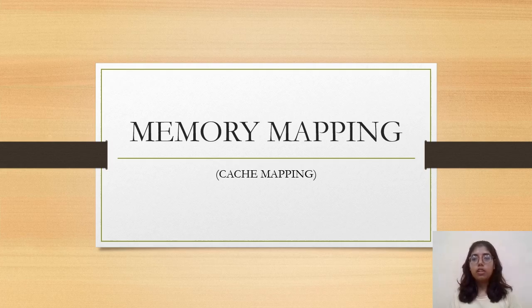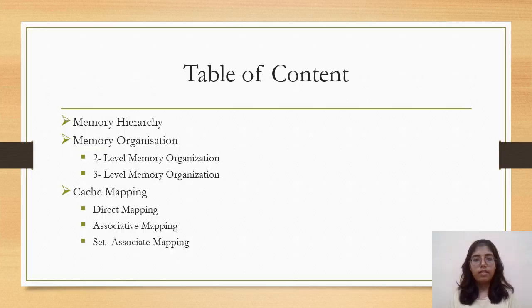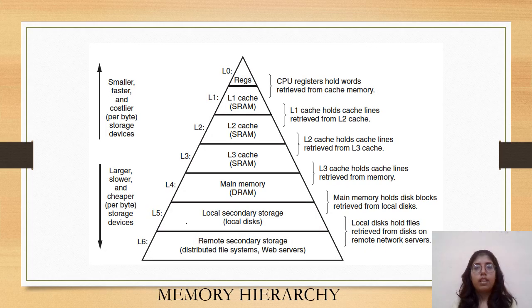Today we are going to learn about memory mapping. So these are the following topics which we are going to learn today. First, memory hierarchy. Memory hierarchy refers to the arrangement of different types of memory storage in a computer system based on access speed and capacity. At the top of the memory hierarchy there are registers, which are fastest but have the smallest capacity. Following it, there are cache, main memory, and local storage.